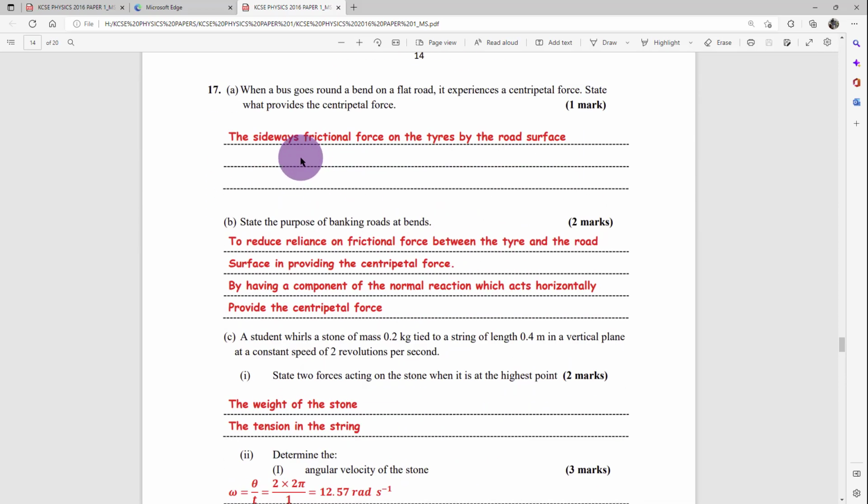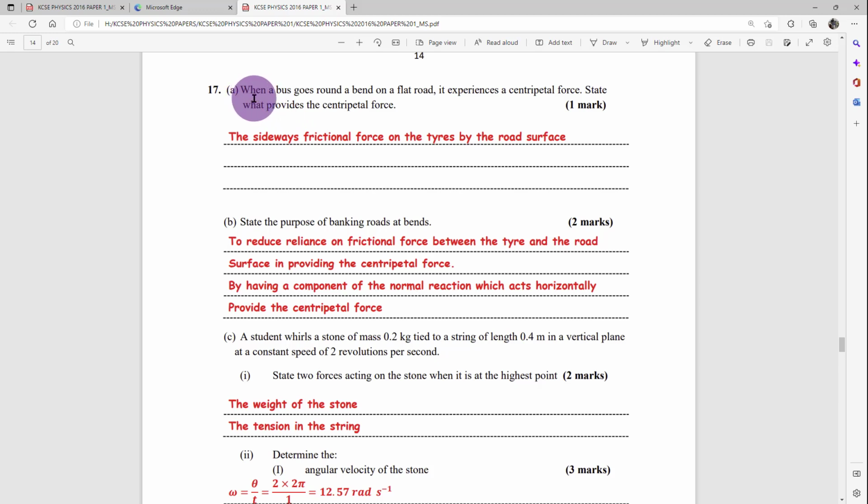Let's look at question 17. When a bus goes round a bend on a flat road, it experiences a centripetal force. State what provides the centripetal force. Most of these factors that I'm talking about here, I've explained extensively in different videos. That is why when I prompt you to download the question paper and then click on various concepts, you find that I've chosen about 50 videos which are going to be very useful. If you can watch some of them, it will really help you to understand these concepts.